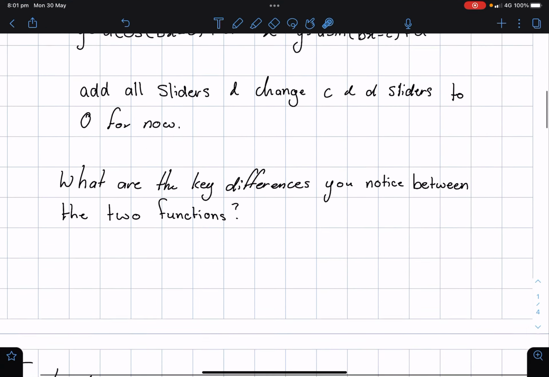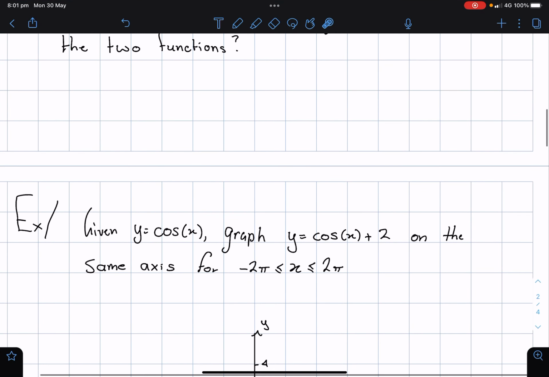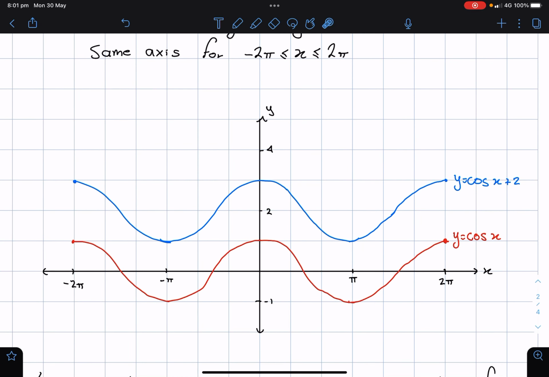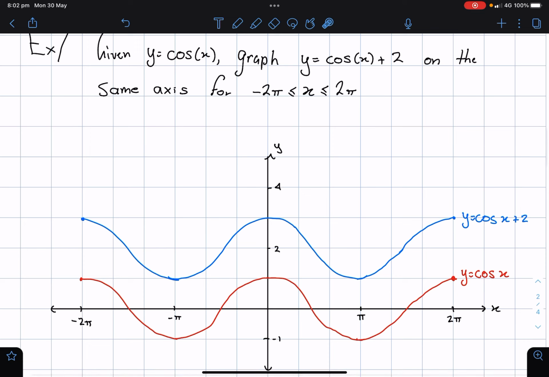All right, so jumping back here, given y equals cosine of x, graph y equals cosine x plus 2 on the same axis for negative 2 pi is less than or equal to x, which is less than or equal to 2 pi. So I've gone ahead and done this one for us, okay? So as you can see, all we've done is that translation of 2 units upwards over the given domain. Super simple to do, all right? Depending on what value you're trying to translate, obviously makes it a bit trickier. If you have a horizontal translation, they are a bit trickier to do.